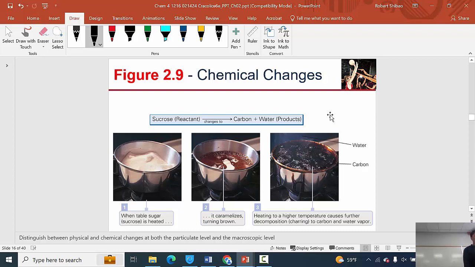Could it be a physical change? Yeah, if I just melt this and re-solidify it, it would be a physical change. But these are examples of chemical change. Chemical identities completely change.